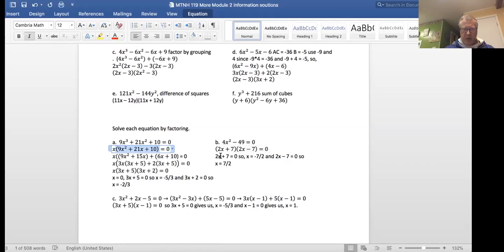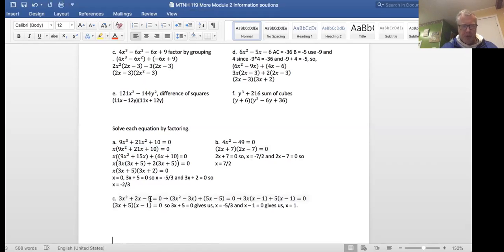I set each factor equal to 0, so the 2x plus 7 equals 0. We would subtract 7 and divide by 2 and get minus 7 over 2. And then 2x minus 7 equals 0. We would add 7 and divide by 2 and get 7 over 2. So either one of those or both of those are solutions to that equation.